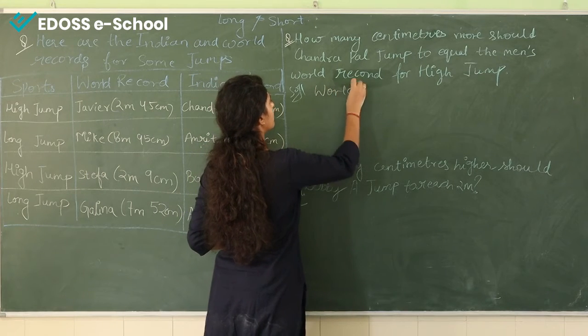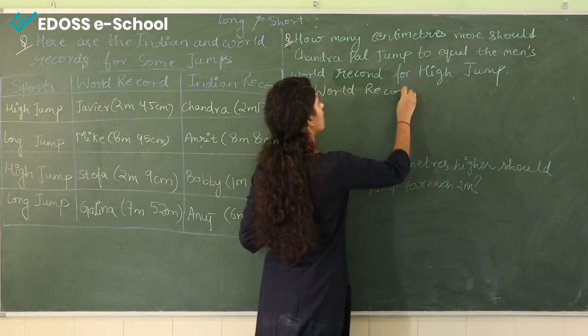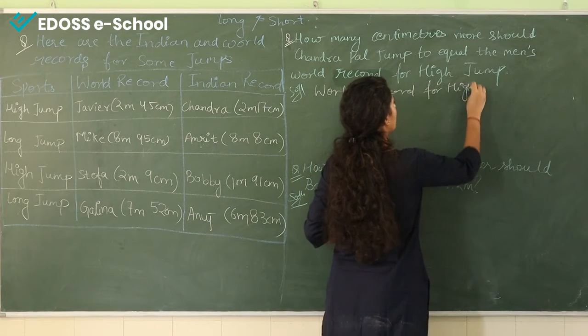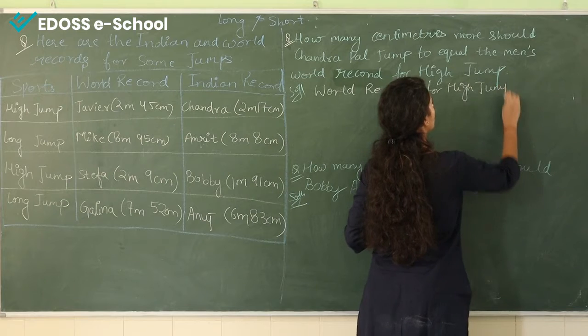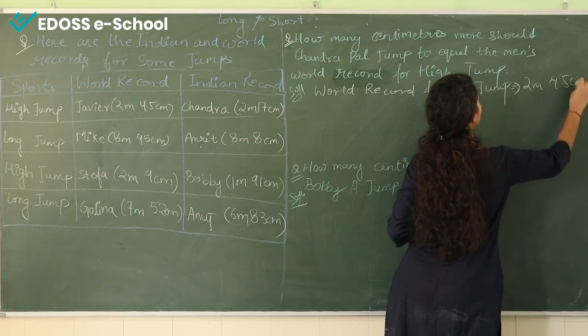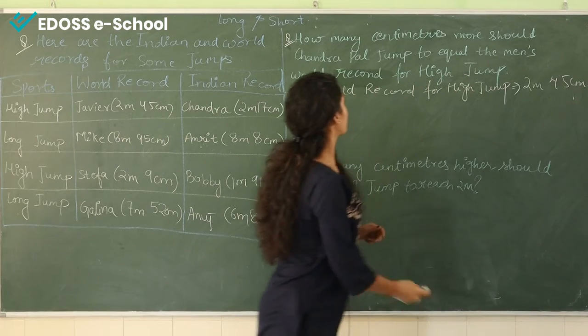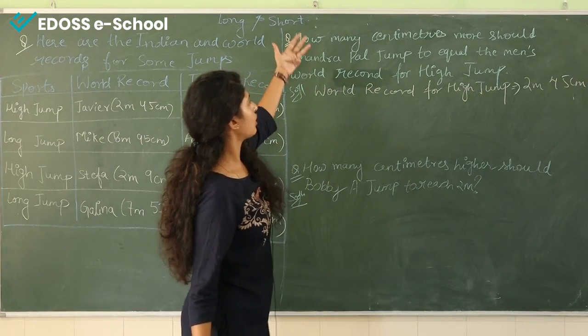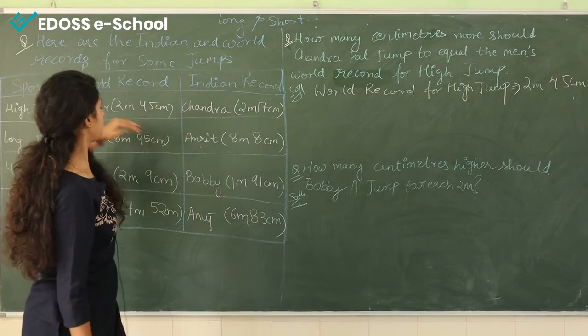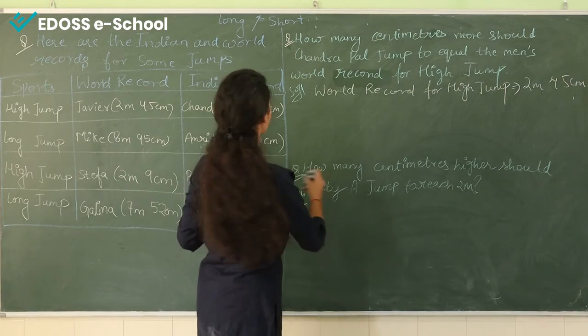So we'll write world record for high jump is 2 meter 45 centimeter. The question is how many more centimeters Chandrapal should have jumped. So he should be equal to Jaiveer's jump, that is 2 meter 45 centimeter.